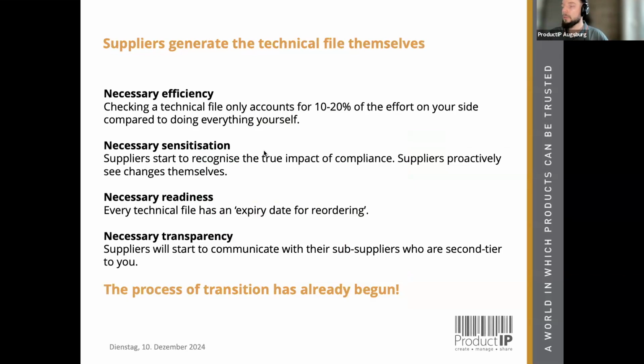Even if you manage to have 50% of your suppliers in this file request route that we are going to show you today, that means 10 to 20% of work for these 50% of suppliers. So this is already a very reduced amount of work. The other advantage is that your supplier sees the whole requirement list. They see the true impact of product compliance on their products, and that means they also have more sensitization for this matter. They also see the expiry date, which means you don't have to remind them, hey, this technical file is out of date.